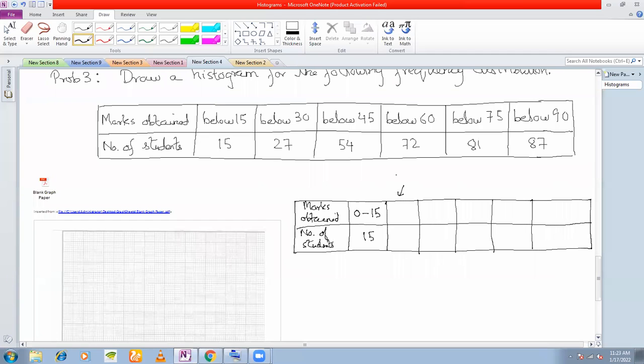Next, if you see, you have below 30. Below 30, what does this mean? Below 30 means 0 to 30, isn't it? But here, instead of 0 to 30, we are going to write 15 to 30. 0 to 30 means from here till here, isn't it? But how much is 0 to 15? It is 15. And how much is 0 to 30? It is 27. So this will become 27 minus 15, which is 12. Is this step clear?